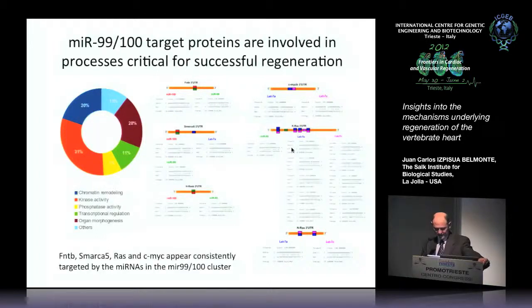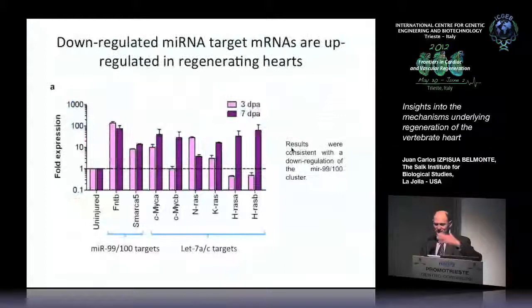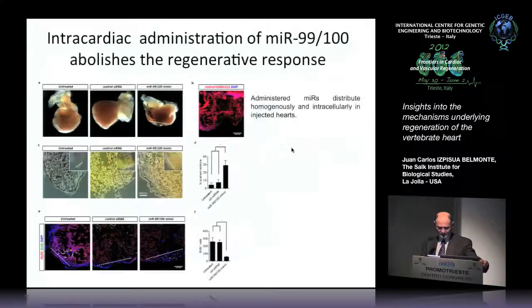In any case, we have taken some of these microRNAs, and we have looked at how their expression changes during regeneration. Here to the left is the control heart, and you can see that some of them are upregulated after 3 and 7 days, when the dedifferentiation process takes place.